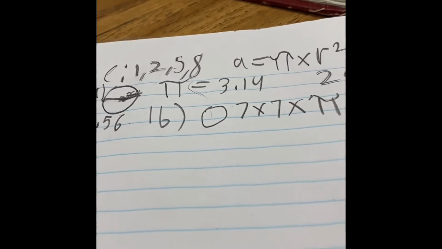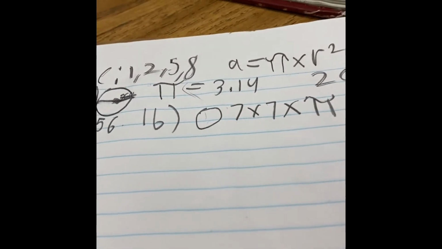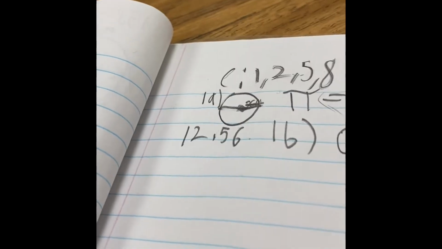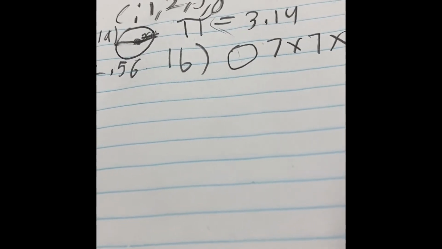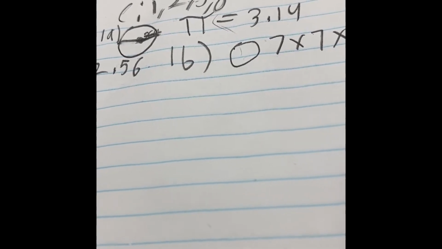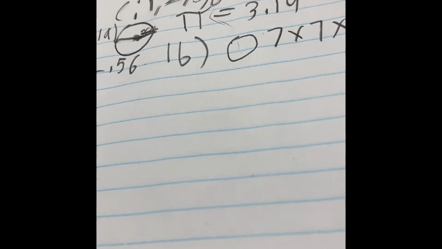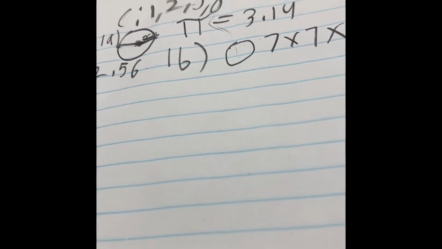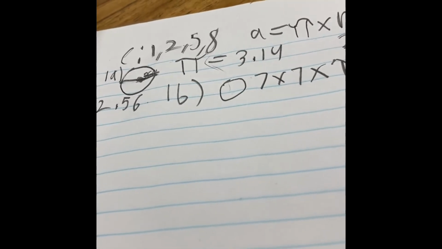Okay, let's watch. It's saying that the whole circle across, the diameter, is 14 centimeters. So we need to find the radius, which is halfway across. If we know the whole way across is 14, how do we get the halfway? We have to cut it in half. So what's 14 cut in half? 7. Perfect. Good job.